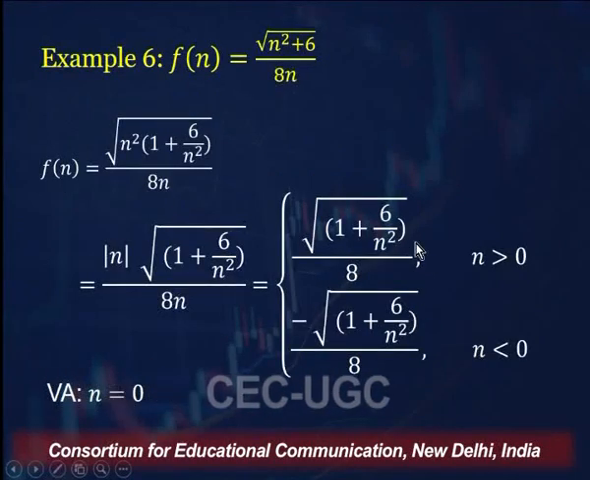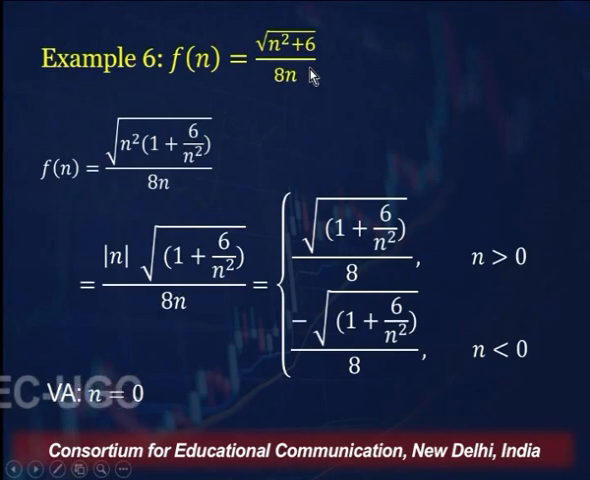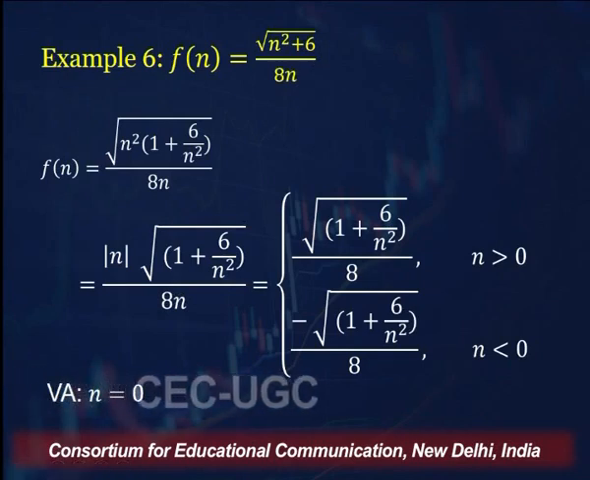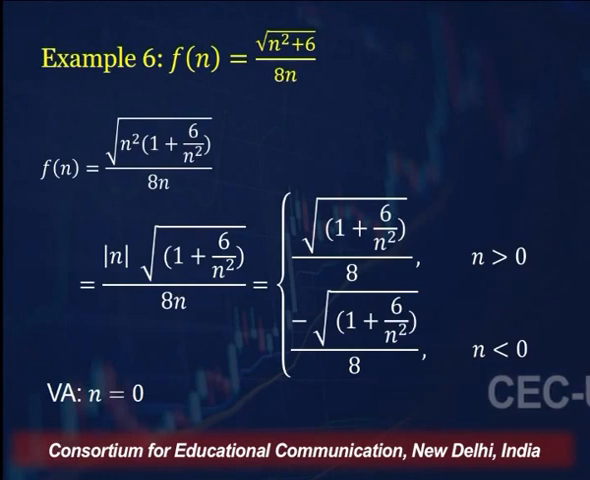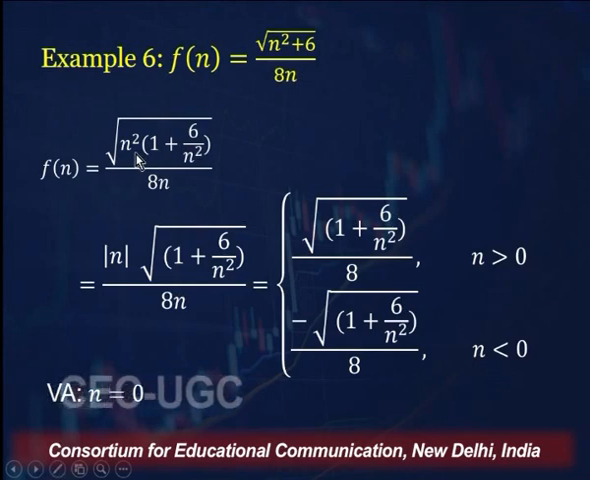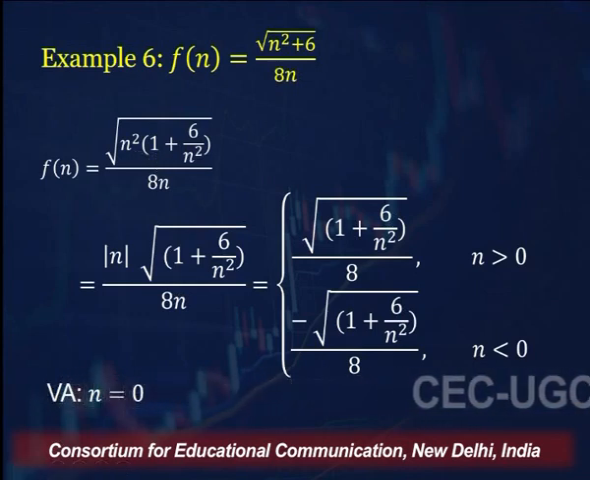We'll do one more variant. This is also an interesting variant for calculating asymptotes. So here you have the function of n, which is square root of n squared plus 16 divided by 8n. First of all, look at this manipulation. It's an interesting manipulation because I can take n squared common and write the numerator under the square root as 1 plus 6 by n squared, right?